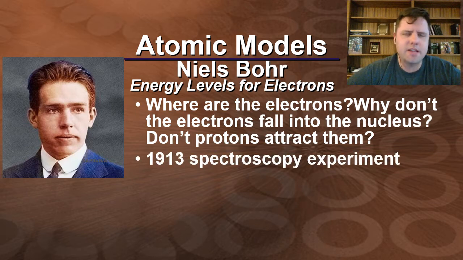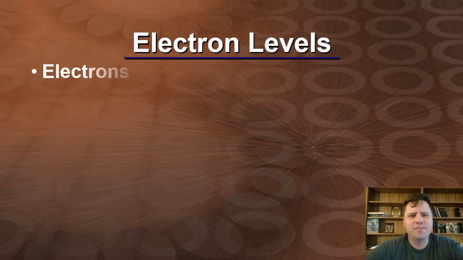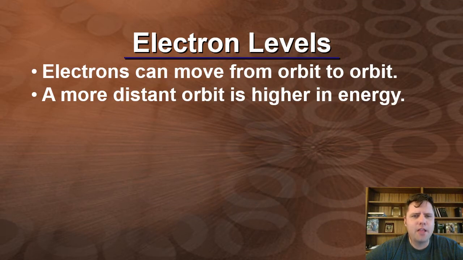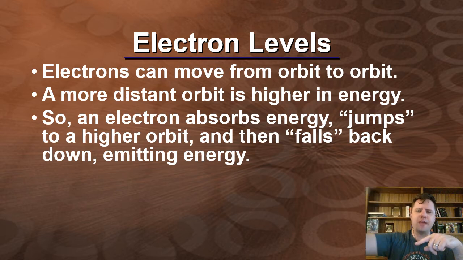And in 1913, he engages in some spectroscopy experiments, and he argues from those that electrons give off exact amounts of energy by moving only in restricted steps from level to level or orbit to orbit, that they're quantized. And from this, he develops this idea of orbitals for electrons. That electrons are in different orbits, and they might jump up or fall back from different energy levels.